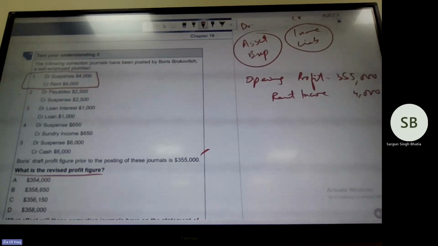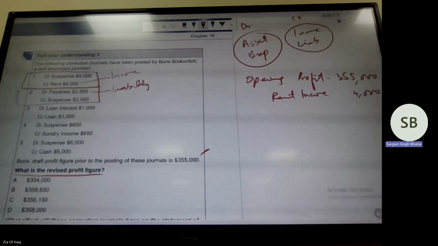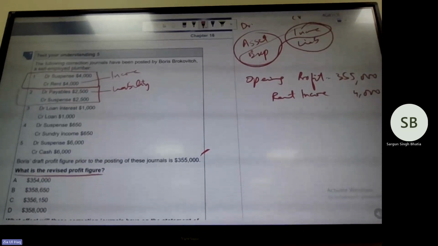Now, payables, suspense. Is there any income or expense involved? What is payable? Is it income, expense, asset, or liability? It's a liability, so it has no link with the profit. Only expenses and income have a link with the profit. So we will do nothing regarding this in the adjustment of profit.